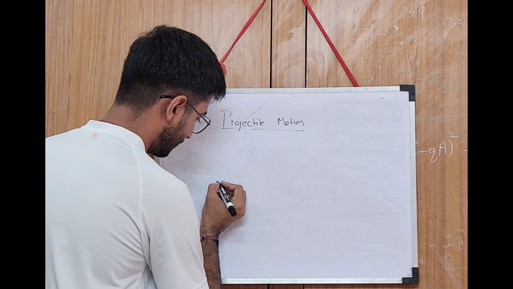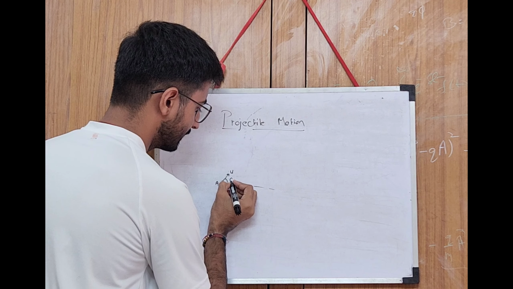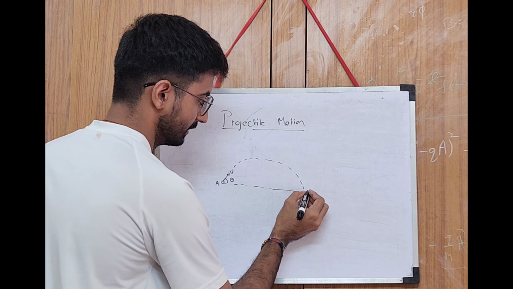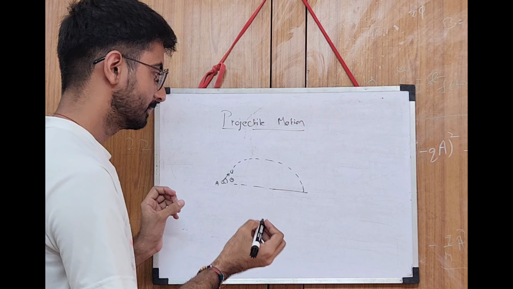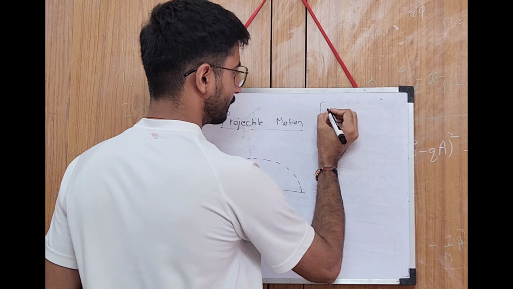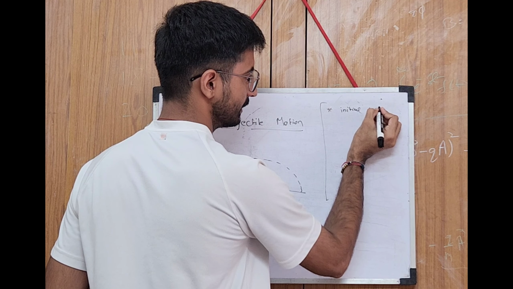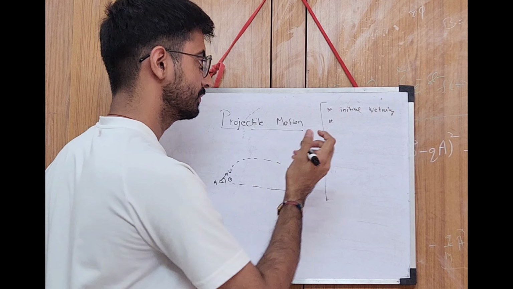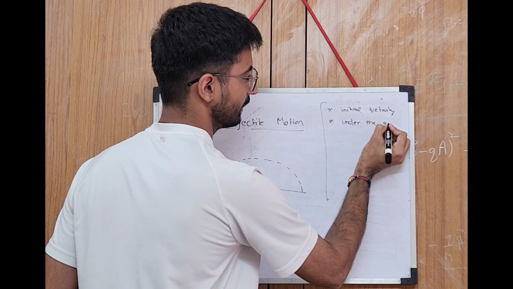So let's say we have some object A, we give it some initial velocity u and it makes an angle theta with the horizontal. It will follow a path like this. So this motion is projectile motion. So basically what is projectile motion? We have to provide some initial velocity, and that object moves under gravity.